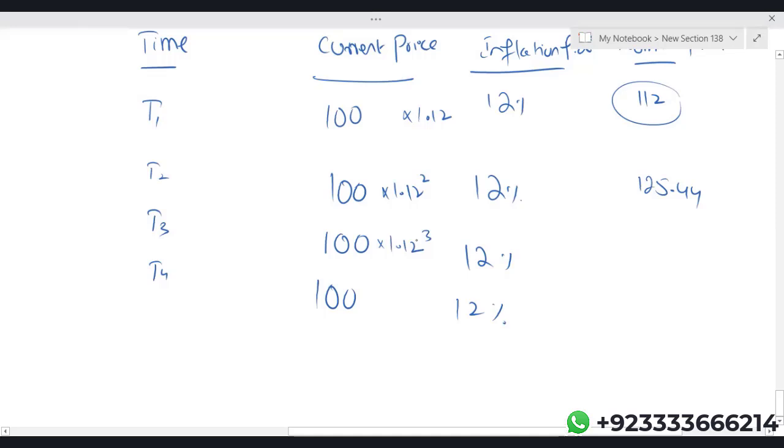Here, power 3, or another way to calculate the result is just multiply 125.44 with 1.12. So you will get the same result. 100 multiplied by 1.12 power 3, I'm getting 140.49, let's say 28. Here it will be power 4. So 157.35.